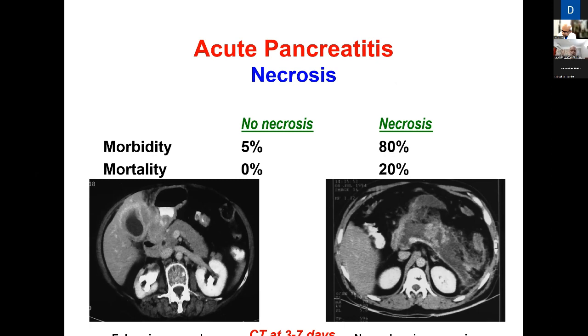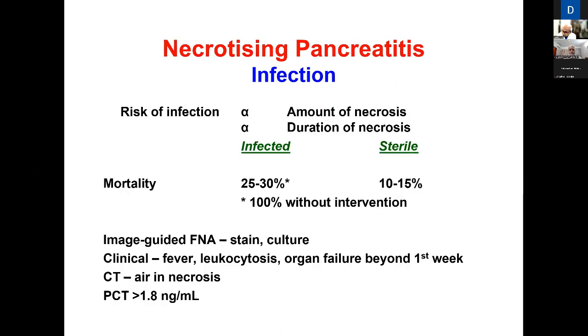So on the left CT scan, we see normal enhancing homogeneous parenchyma. On the right side, we see patchy enhancement, and most of the parenchyma is not enhancing, which suggests necrosis. As I said, to evaluate the full extent of necrosis, CT should not be done too early in the illness. It should preferably be done after 3, 5, or some groups would say even 7 days.